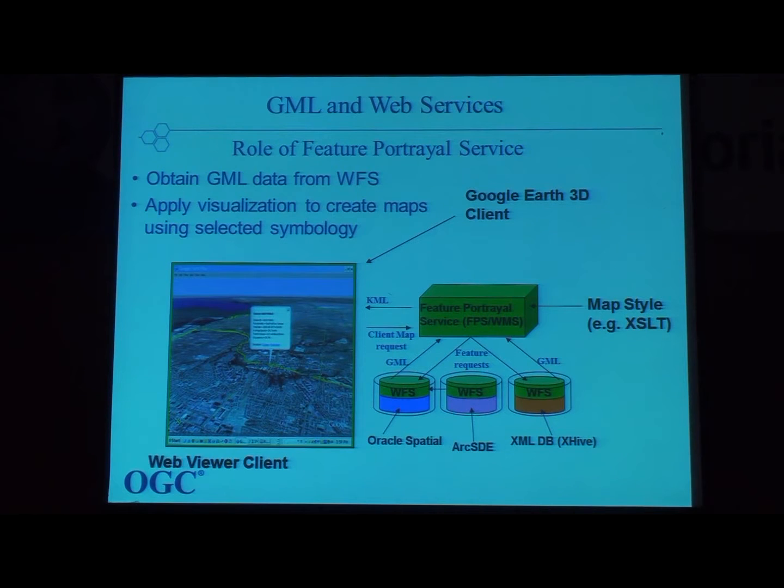In this case, the output can be KML in a different browser, Google Earth browser or something, but also other imagery formats are just as easily supported, like JPEG, PNG, and different kinds of browsers. But that's typically the role that the feature portrayal service plays. It takes GML, styles it to an imagery format.